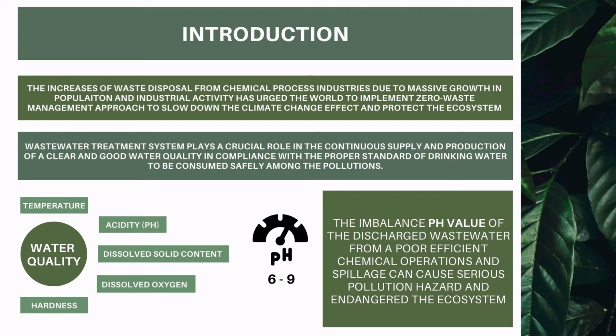Industrial sectors such as the textile and palm oil industry utilize large amounts of water and produce an even larger volume of wastewater from different stages of their production plant. The imbalance of the pH value of discharged wastewater from poorly efficient chemical operation and spillage can cause serious pollution hazard and endanger the ecosystem. According to research, the universal standard pH value of wastewater discharge must be within the range 6 to 9, depending on the type of industry and the tolerance.